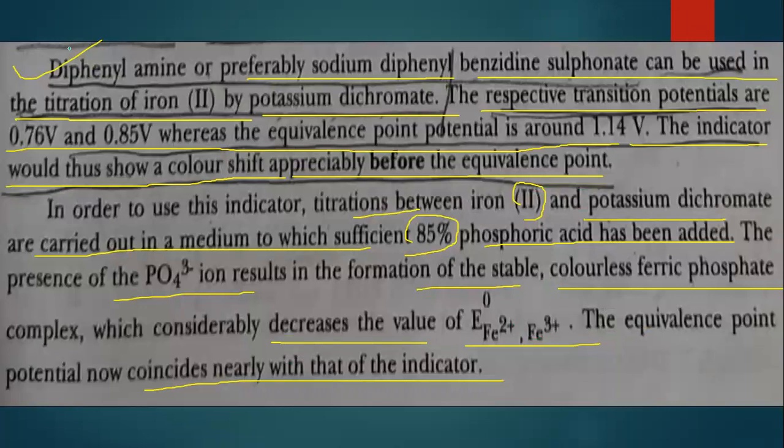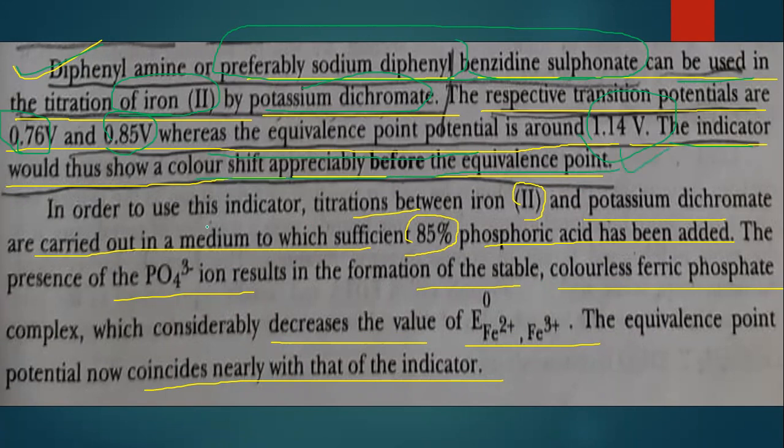So here is more additional information. Diphenylamine, or preferably sodium diphenylbenzidine sulfonate, can be used in the titration of iron 2 by potassium dichromate. The respective transition potentials are 0.76 volt and 0.85 volt, whereas the equivalence point potential is around 1.14 volt. The indicator would thus show the color shift appreciably before the equivalence point.